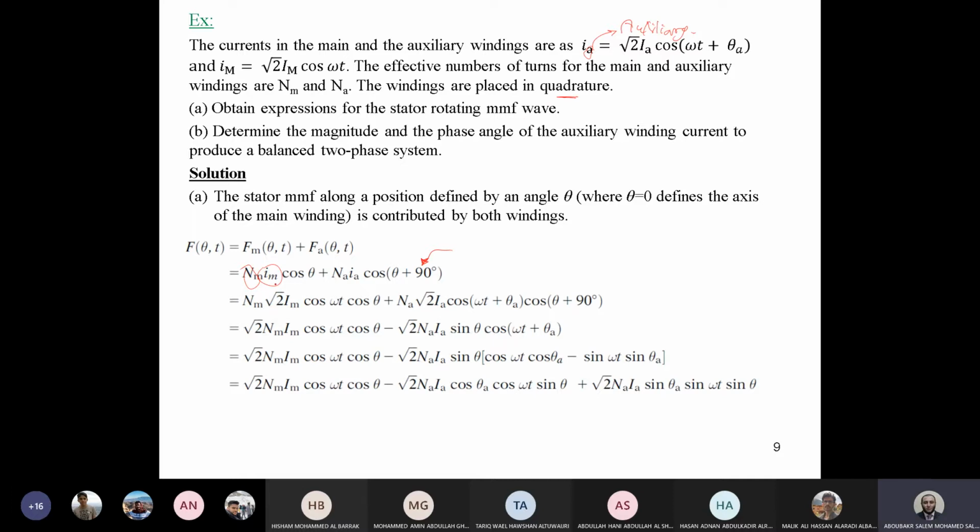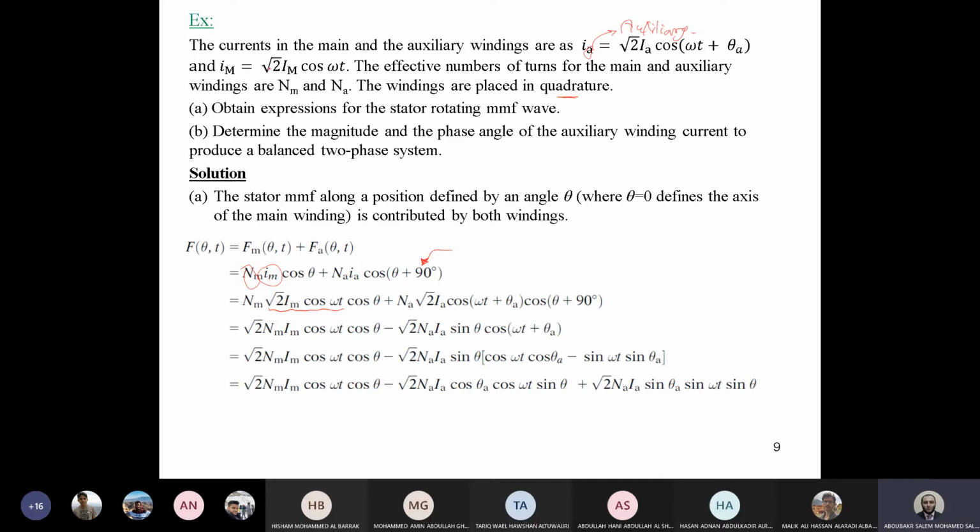Then substitute with the value of Im and Ia in the relation. So the relation will be like that: N main multiplied by square root of 2 I main maximum cosine omega t. So this is the current Im. Sorry, Im here is root mean square, not maximum, because square root of 2 multiplied by I RMS is the maximum current. Okay, as it's given here.